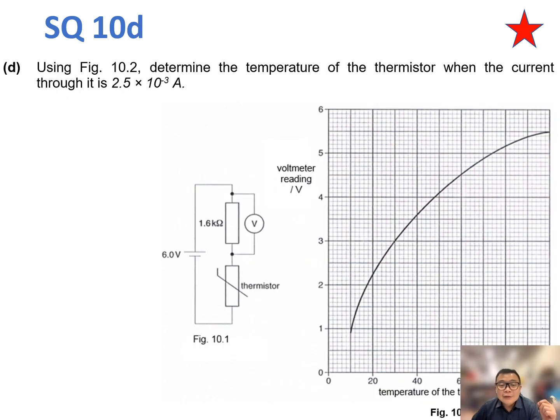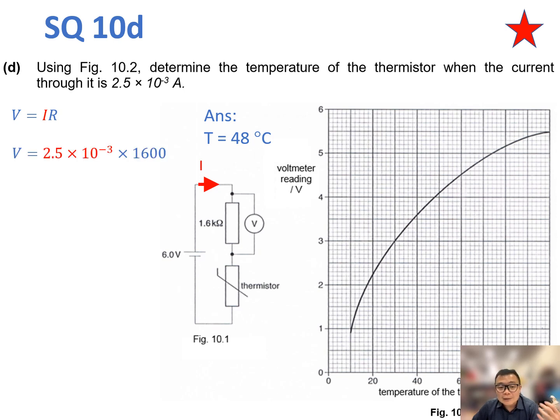In part D, you are to determine the temperature of the thermistor when the current through it is 2.5 milliamperes. So we note that the current passing through the thermistor is also the current passing through the resistor, because these two components are connected in series side by side with each other. So we can now look at just the resistor. We know the current passing through it to be 2.5 milliamperes.